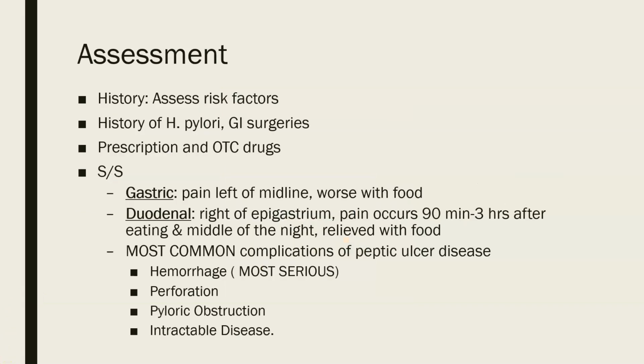You want to make sure you assess risk factors, history of H. pylori infection or GI surgeries. You want to look at both their prescription and over-the-counter drugs. Gastric ulcers usually worsen with food, where duodenal ulcers are sometimes relieved with food. Most common complications of peptic ulcers are hemorrhage, which is the most serious, perforation, pyloric obstruction, and intractable disease.